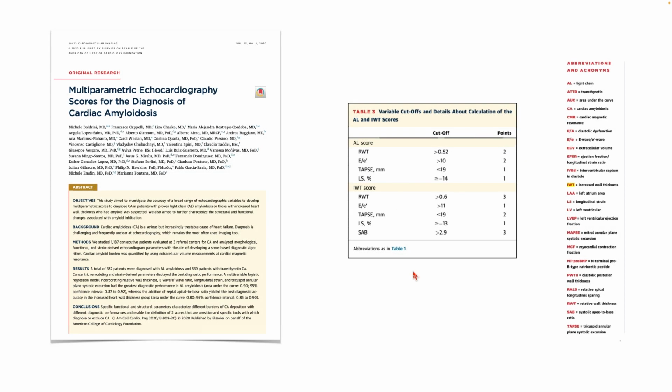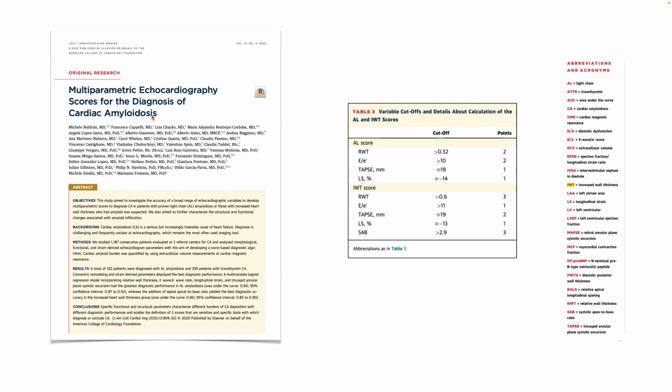Now, we just looked at all the different parameters separately in morphological features, some of the diastolic function assessment, and also the systolic assessment. While you can use the parameters separately, people have looked at using something called a multi-parametric echo score for diagnosis of cardiac amyloid.